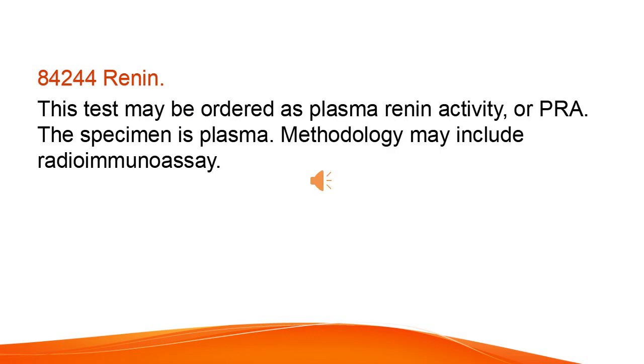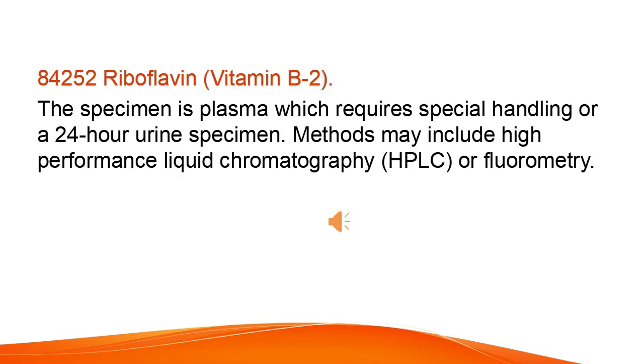Renin. This test may be ordered as plasma renin activity, or PRA. The specimen is plasma. Methodology may include radioimmunoassay. Riboflavin, Vitamin B2. The specimen is plasma which requires special handling or a 24-hour urine specimen. Methods may include high-performance liquid chromatography, HPLC, or fluorometry.